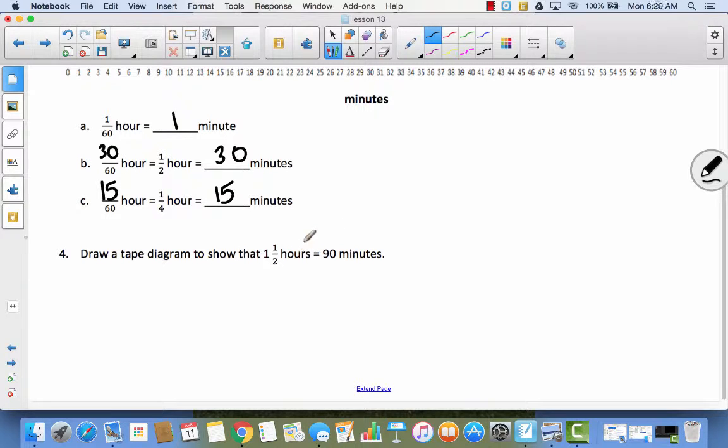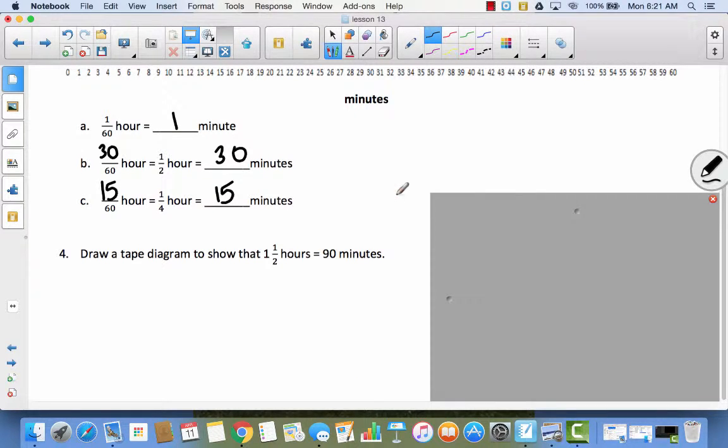So I want you to think about how you could do this by yourself. You could look back at what we just did when we were talking about pounds and ounces and see if you could draw a tape diagram to show that 1.5 hours is equal to 90 minutes. So I'm going to pause the video and answer it, and I want you to pause the video and answer it, and then we'll come back and check together.